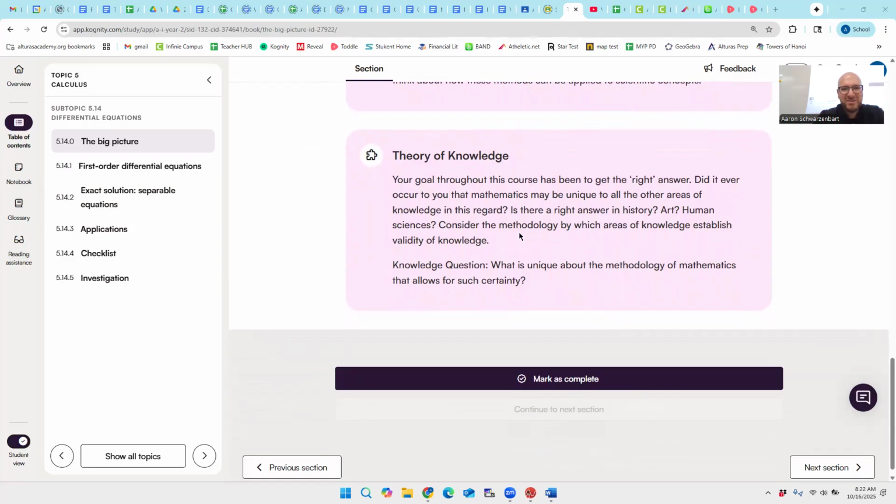Your TOK connection. Your goal throughout this course has been to get the right answer. Did it ever occur to you that mathematics may be unique in all areas of knowledge in that regard? Is there a right answer in history, art, human sciences? Consider the methodology by which areas of knowledge establish validity of knowledge. What is unique about the methodology of mathematics that allows for such certainty? We will be exploring that in TOK class in like 2 months. Kind of wish we could do TOK first.